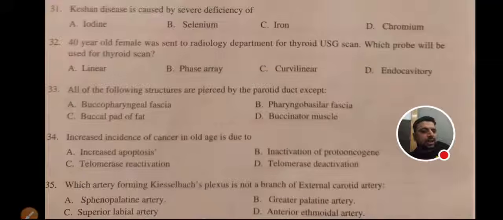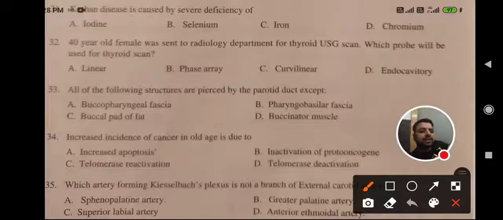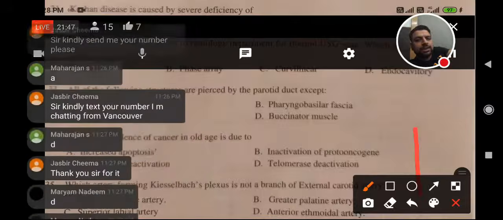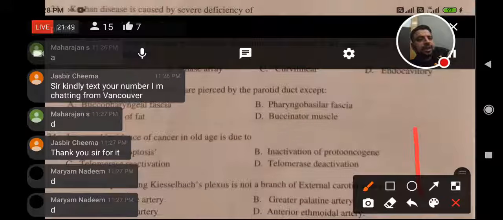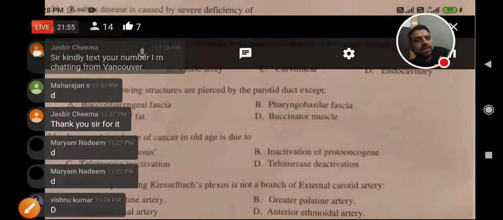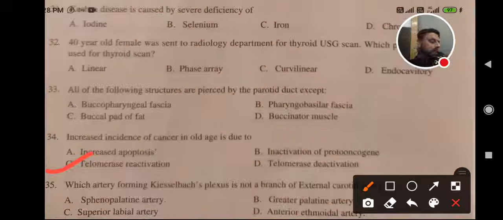Incidence of cancer increases in old age due to, why is there an increase in incidence of cancer in old age? It is due to telomerase reactivation, guys. The answer is telomerase reactivation, not deactivation, mainly reactivation.